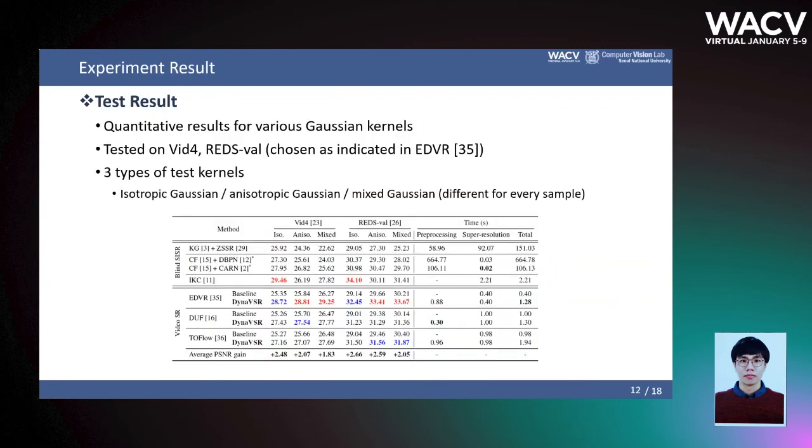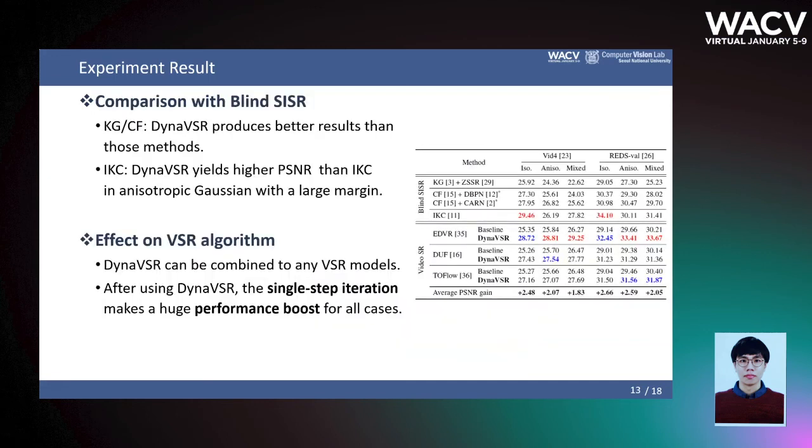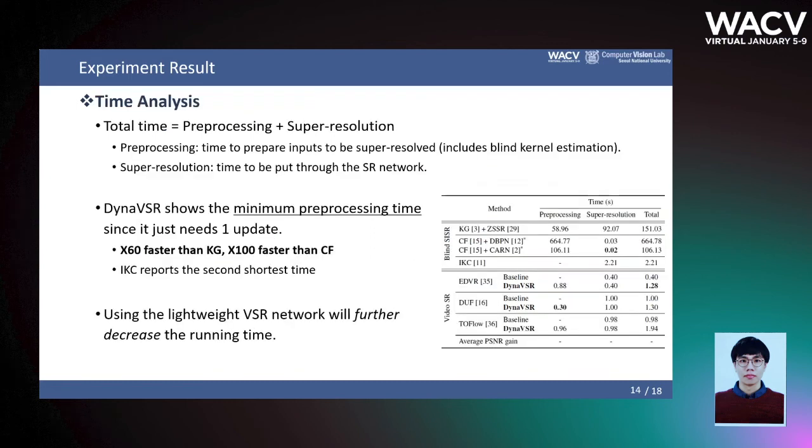We show the quantitative results for various Gaussian kernels. Our DynaVSR can consistently improve the performance of 3 baseline video SR models by a significant margin on all evaluation benchmarks. Compared to blind image SR methods, the final PSNR of EDVR plus DynaVSR shows the state-of-the-art results in most cases. Moreover, note that the computational time for DynaVSR is significantly faster than the other existing blind SR approaches. Our blind kernel estimation process is 60 times faster than KernelGAN and 100 times faster than the correction filter algorithm.